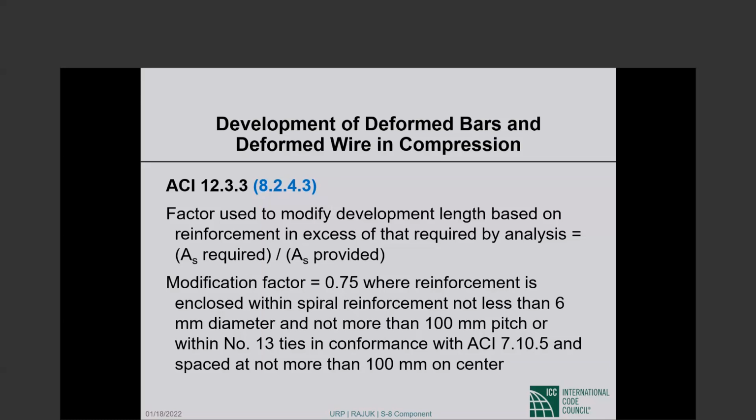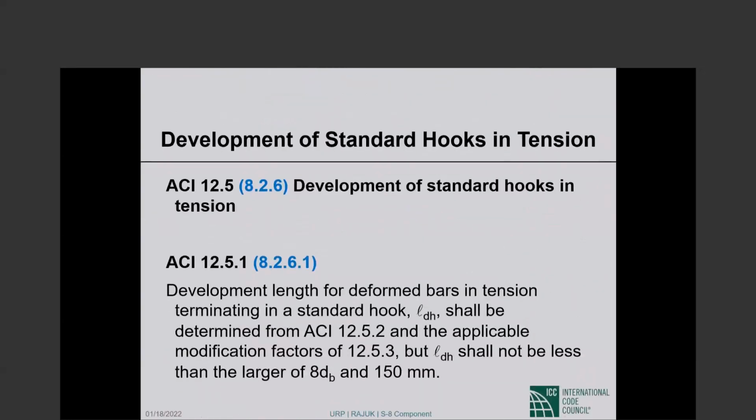You get to reduce the required development length in compression by 25%, where your compression reinforcement is enclosed within spiral reinforcement, not less than 6 millimeter in diameter and not more than 100 millimeter pitch, or where your compression reinforcement is within number 13 ties in conformance with ACI section such and such, and spaced at not more than 100 millimeters on center. So number 13 or larger diameter bars, ties rather, at no more than 100 millimeters on center. So if you have confinement of one kind or another, you have a modification factor of 0.75, your required compression development length goes down. Okay. So required development length in tension, required development length in compression.